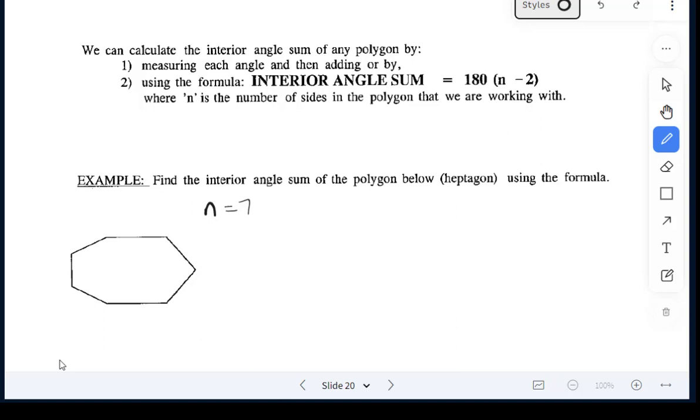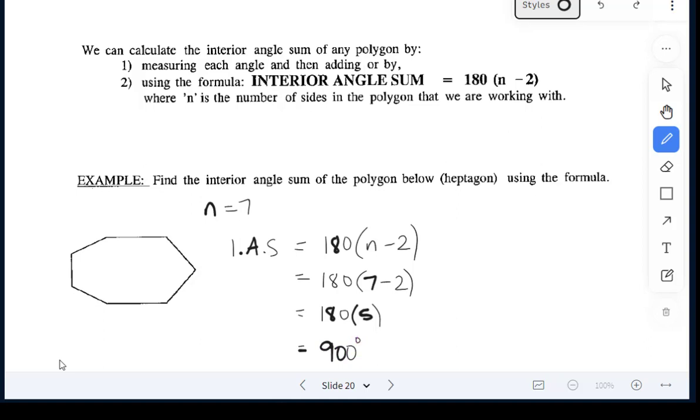So now let's calculate our interior angle sum. I'm just going to call it IAS, representing interior angle sum. So 180 times n minus 2, and we know our number of sides is 7. So we end up with 180 times 7 minus 2, which is 180 times 5. So that means 900 degrees. When we multiply 180 times 5, we get 900 degrees. That means all of the angles inside of this polygon added up together give us 900 degrees.